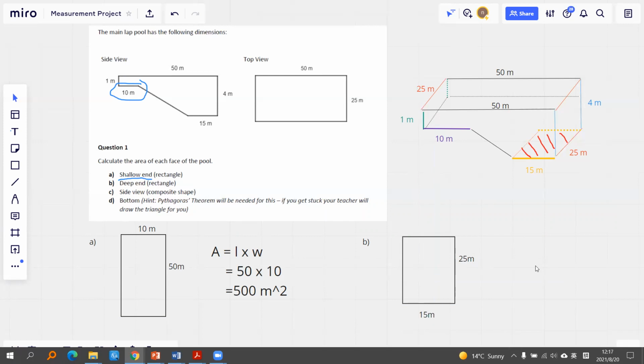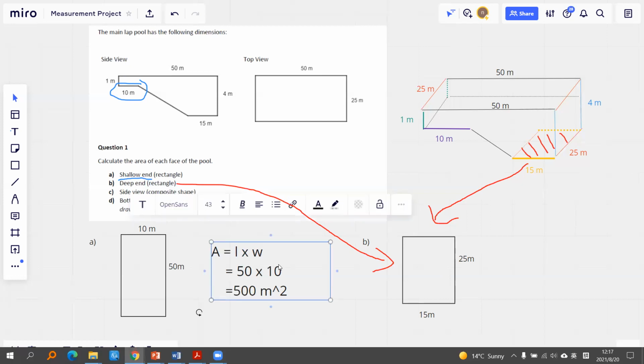Okay, so does this make sense? So for the deep end, it's also rectangular. So it looks like this because we got this one from here. Does this make sense? If this makes sense, you can give me a thumbs up or put it in the chat. Does this make sense, Chloe and Tiffany? Okay, that's good.